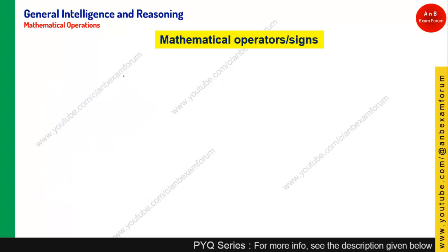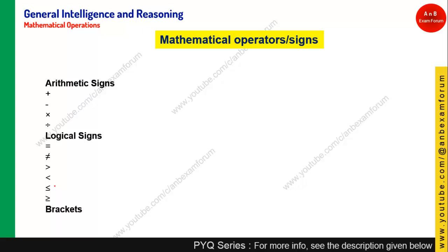Before solving a previous year question in this category, let's see what mathematical operators and signs are used in this topic. All of us know that there are four arithmetic signs used in schools: addition, subtraction, multiplication and division. There are some other mathematical signs also. These are called logical signs, which give the result as true or false. It can be equal, not equal, greater than, less than, greater than or equal to, less than or equal to.